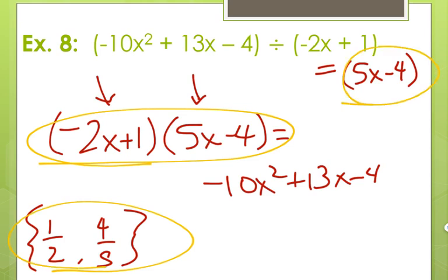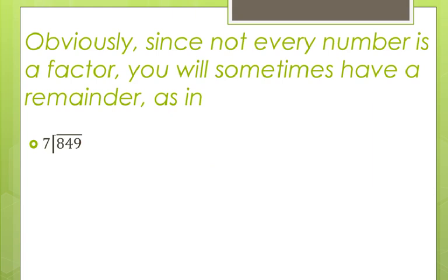Quotient right there. Now obviously every number is not going to go in evenly, and so every number is not going to be a factor. Every linear equation will not be a factor of every quadratic equation. And so sometimes you're going to have a remainder. Now in long division, we would see that here.